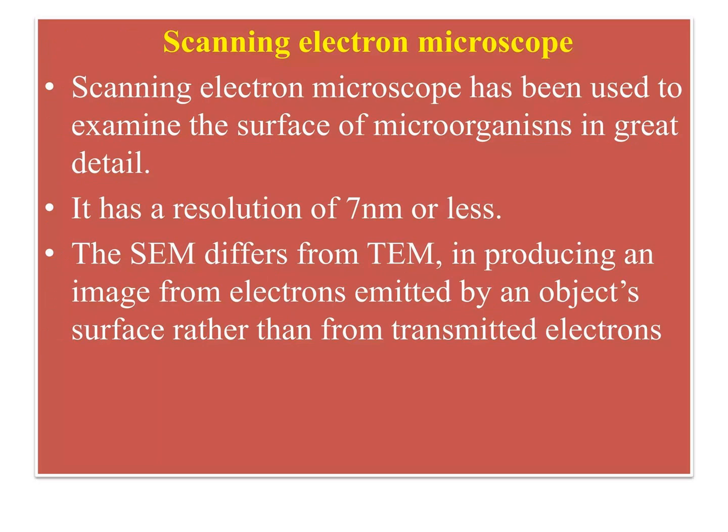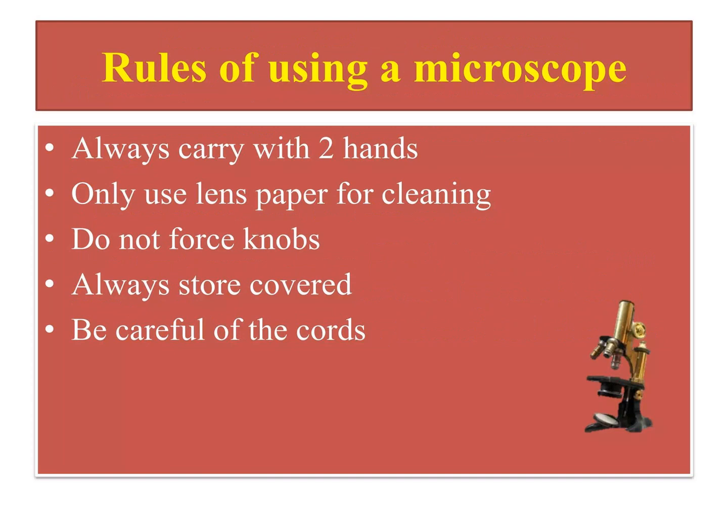The second type of electron microscope is the scanning electron microscope. The scanning electron microscope has been used to examine the surface of microorganisms in great detail. It has a resolution of 7 nanometers or less. The scanning electron microscope differs from the transmission electron microscope in producing an image from electrons emitted by the object surface rather than from transmitted electrons.